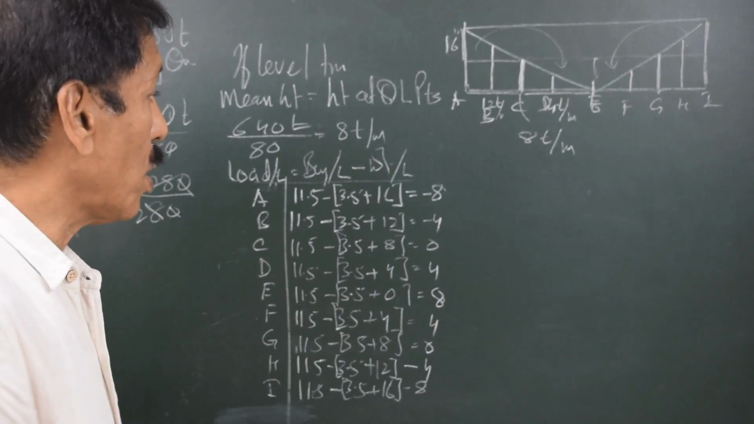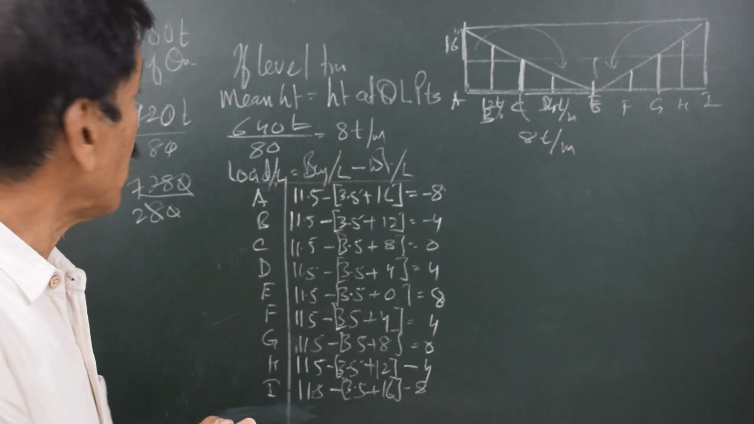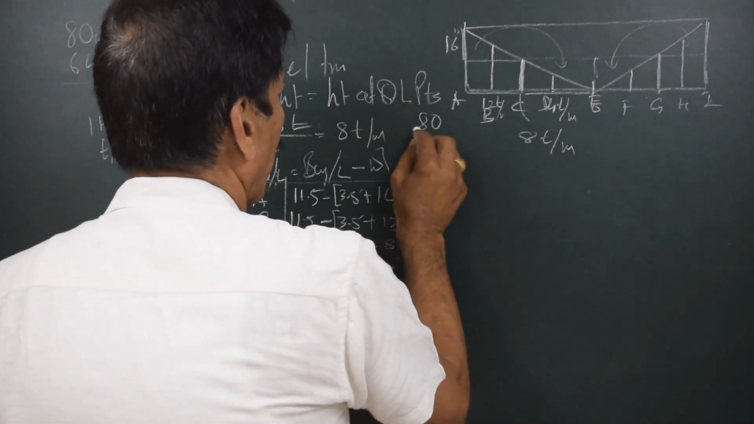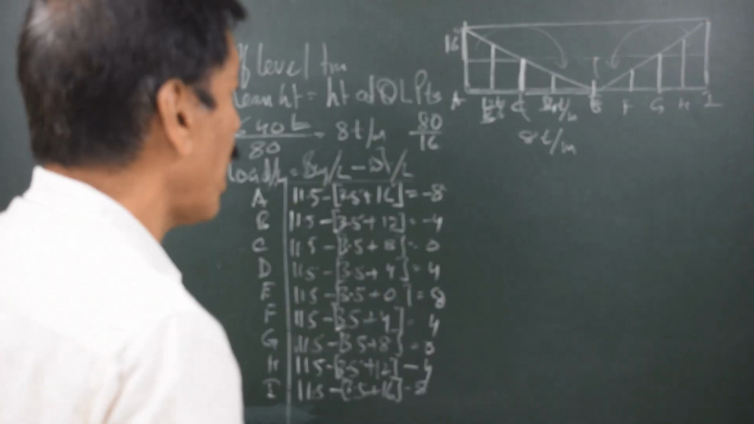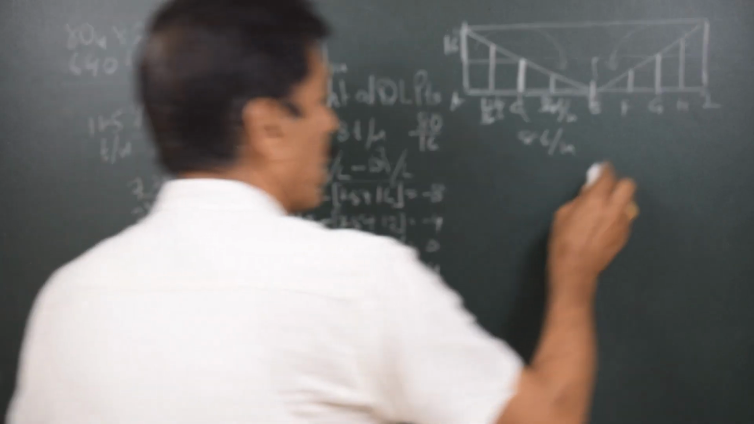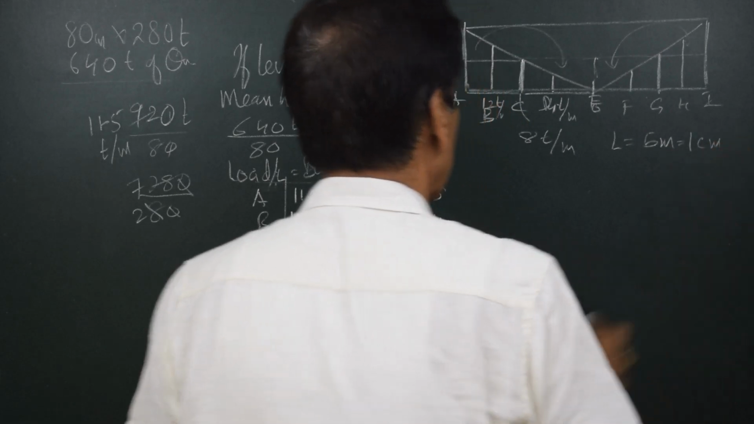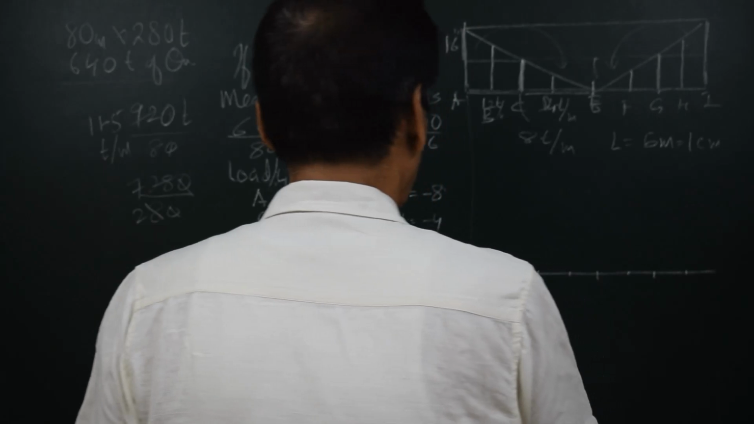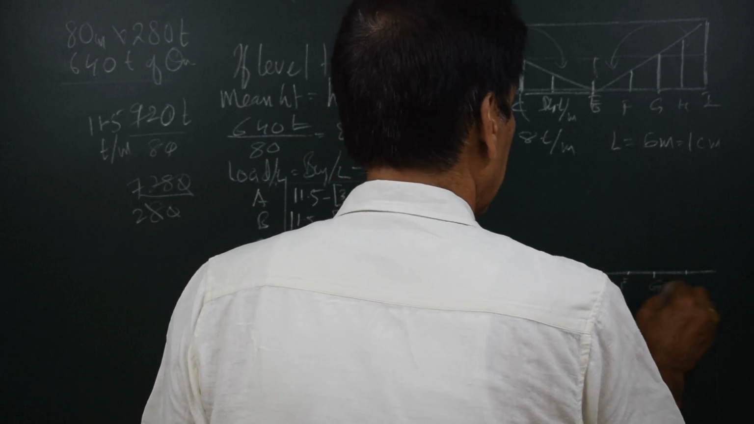Now to draw the load curve, first of all let us decide what should be the scale of the barge. Now barge is 80 meters long, and I want to fit this barge of 80 meters into say 16 centimeters. So the scale which I can take is, length scale is 5 meters is equal to 1 centimeter. Now I can call these points as A, B, C, D, E, F, G, H and I.